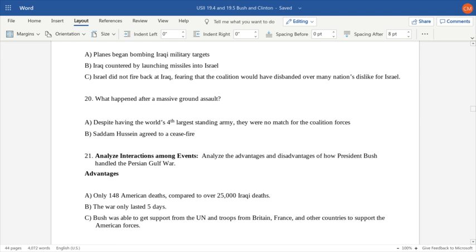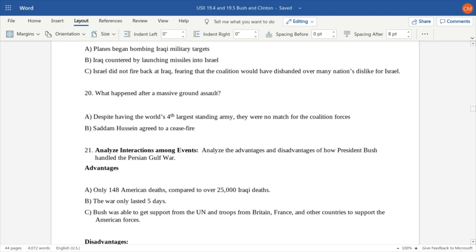The United States launched a massive ground assault, and despite Iraq having the fourth largest army in the world, the Iraqis' large army was no match for our forces. Shortly after our ground assault, Hussein agreed to a ceasefire, knowing that he could not defeat the United States and our coalition forces. One thing the United States did not do is march to Baghdad. We did not go in there and remove Hussein from power. In retrospect, some people were a little bit concerned that we didn't do that.